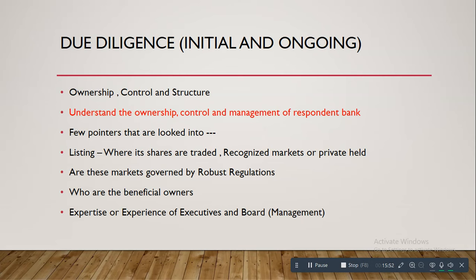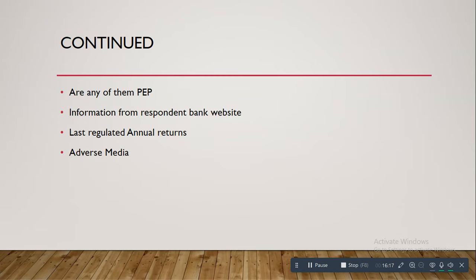Then the expertise or experience of executives and board members, or the top management, is also seen: who those people on the board or the top executives are, what their expertise is, how they have managed the bank, and what the management policies are. So everything is drilled down whenever we are looking into the ownership, control, and structure.